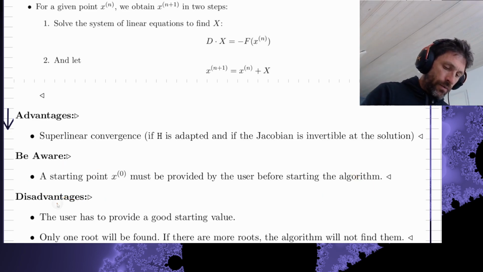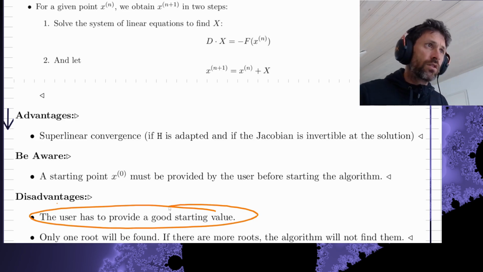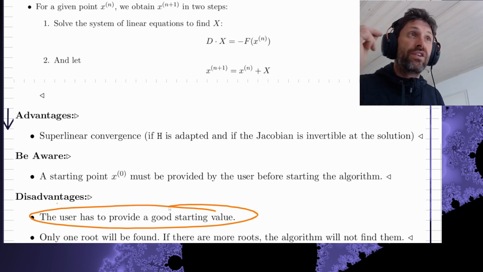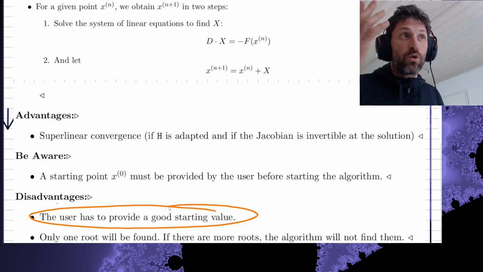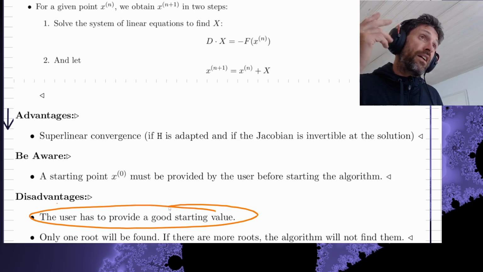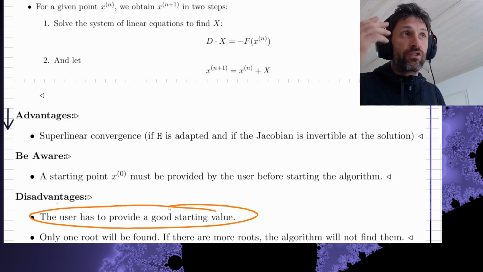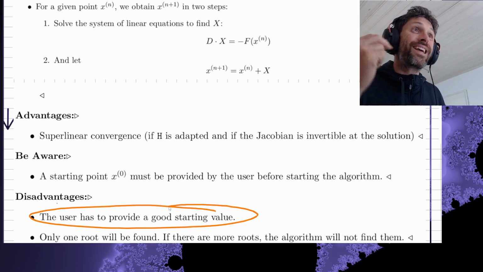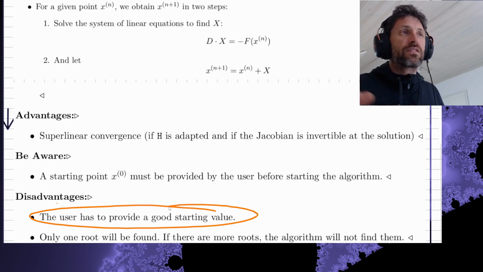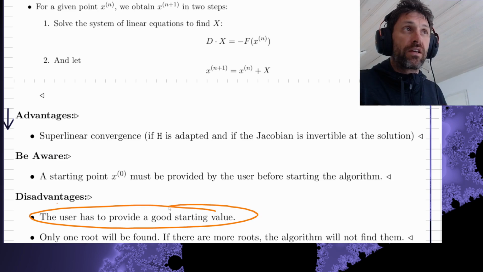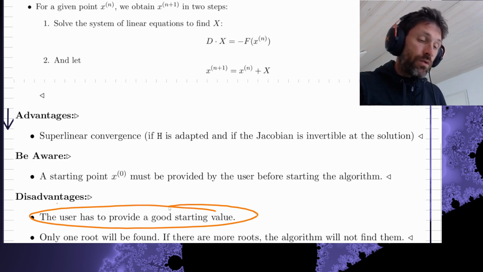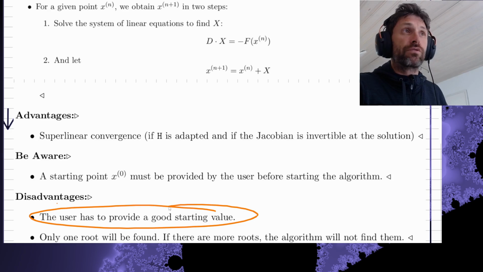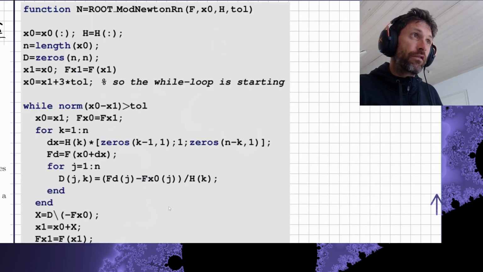Okay, so the disadvantage is the thing I talked about. With this initial guess, only one root can be found, at most one root. If there is more than one solution, you have to provide an appropriate second guess for the second solution, and then the algorithm can find maybe this one. And if you don't know how many solutions there are, then you are in a very bad situation.